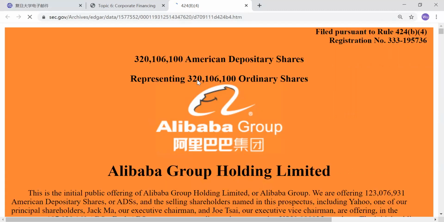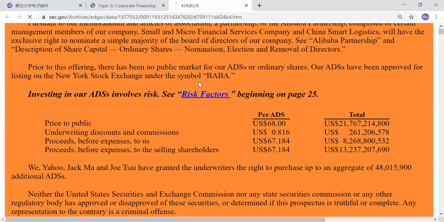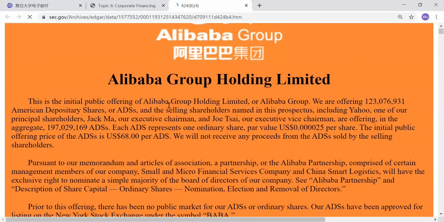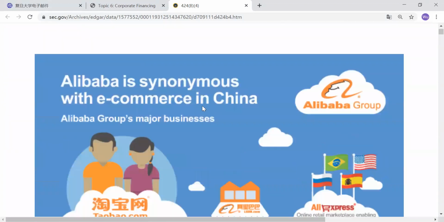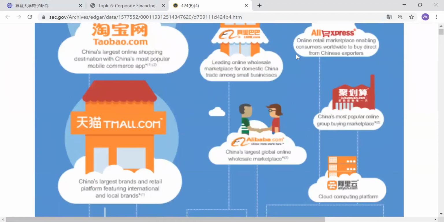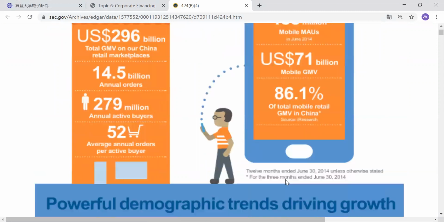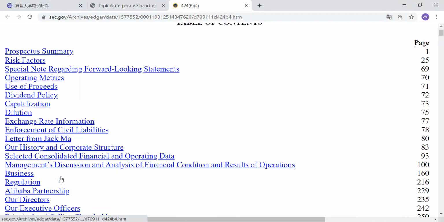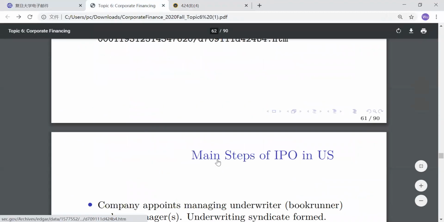So this is an IPO prospectus for Alibaba, right? So you can see in this IPO prospectus, it has a description of the purpose of the initial public offering, right? And also risk factors, right? And the nature of the business, what kind of business Alibaba does, right? And the revenue, the cost, and the cash flow, all this information, right? So this is a kind of catalog, right? So business, regulation, dividend policy, everything you need to tell the investor about this company, right? So this is the IPO prospectus.